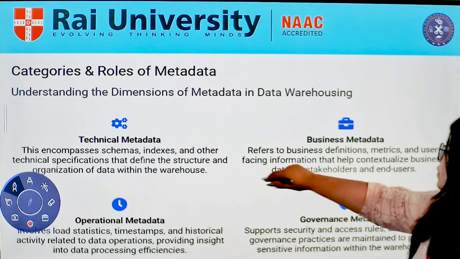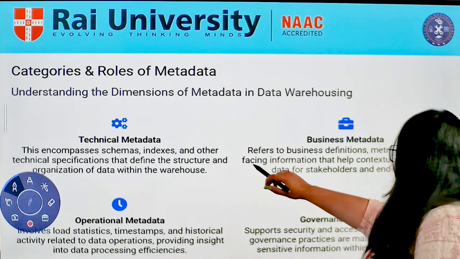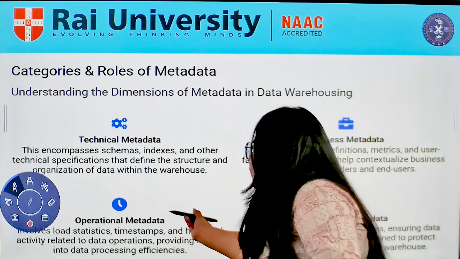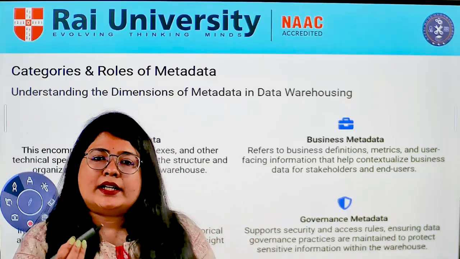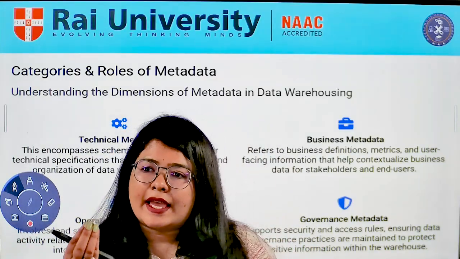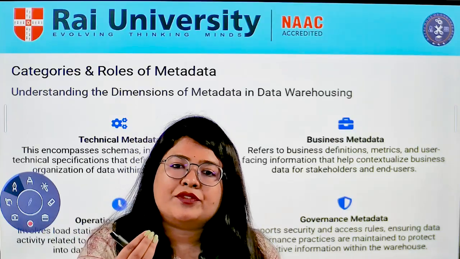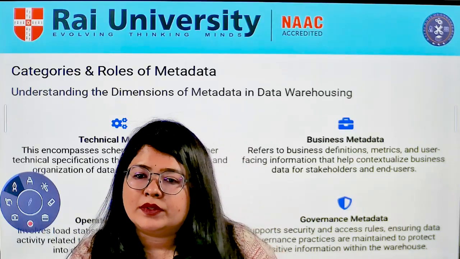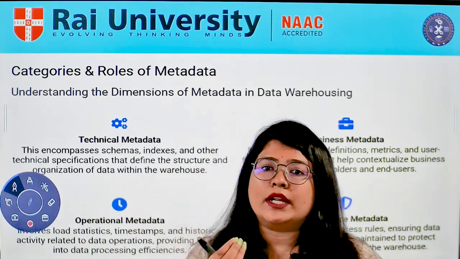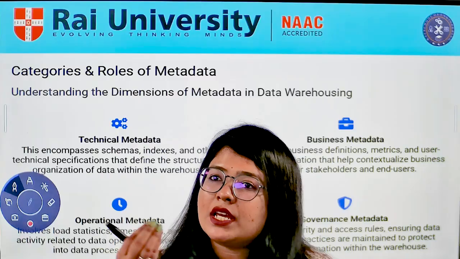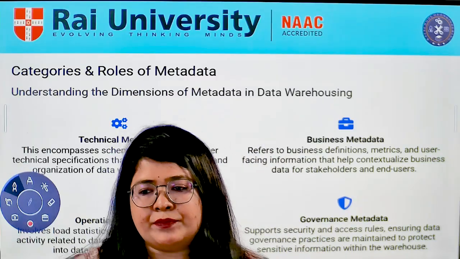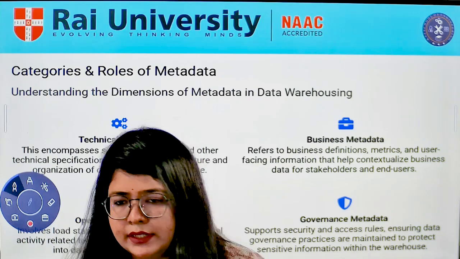Categories of metadata. There are four main categories: technical, business, operational, and governance. Technical metadata contains technical terms like the data types of the data, the size of the data, and the source, like whether it's from MySQL or MongoDB. This kind of metadata is purely in technical terms, which gives more detail to developers and engineers while operating on the data.